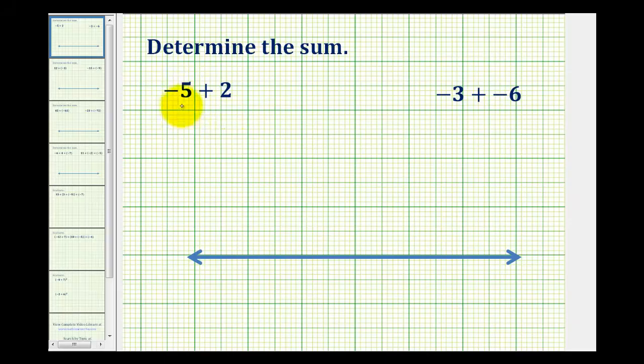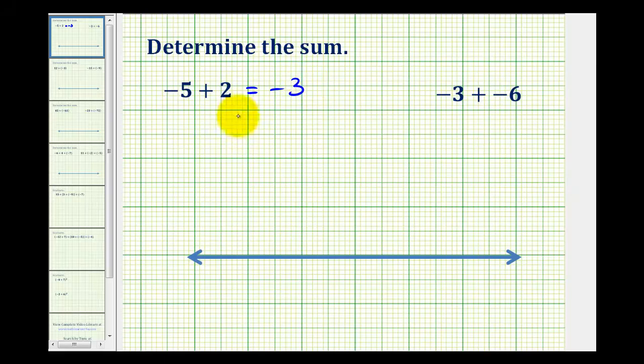So we can think of negative 5 plus 2 as losing $5 because it's negative 5, and then we're going to add a gain of $2 because it's a positive 2. Well, if we lose $5 and then we win or gain $2, we're still going to be down $3, so this sum is equal to negative 3.